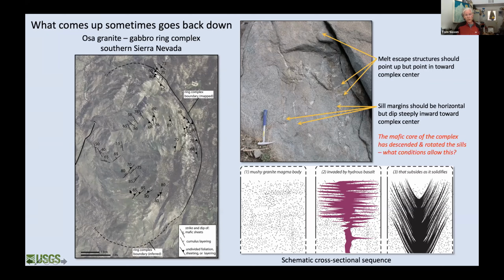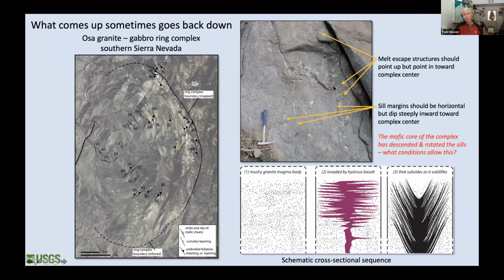These are sheeted sills. You can see the foliations and the dip in the mafic sheets with these three little teeth, cumulus layering with a standard strike and dip, and then just foliation. Now, the curious thing is that the mafic sheets aren't horizontal.